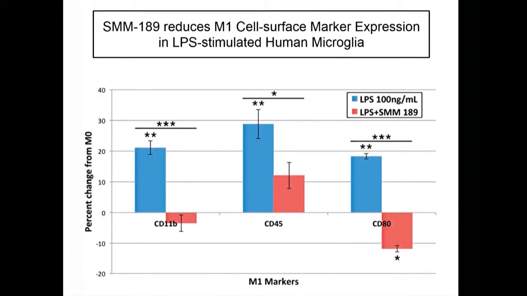Well, we can also look at other markers. When microglia go into the harmful M1 state, they increase expression of various proteins on their cell surface called CD11b, CD45, and CD68. Those are three different cell surface markers. They all go up with lipopolysaccharide stimulation, and in all cases, when you're exposed to SMM, those go down. Now, we have additional studies I don't have time to show you, in which we looked at cell surface markers characteristic of M2 microglia in vivo and in vitro. Those go up. So M2 markers go up, M1 markers go down.